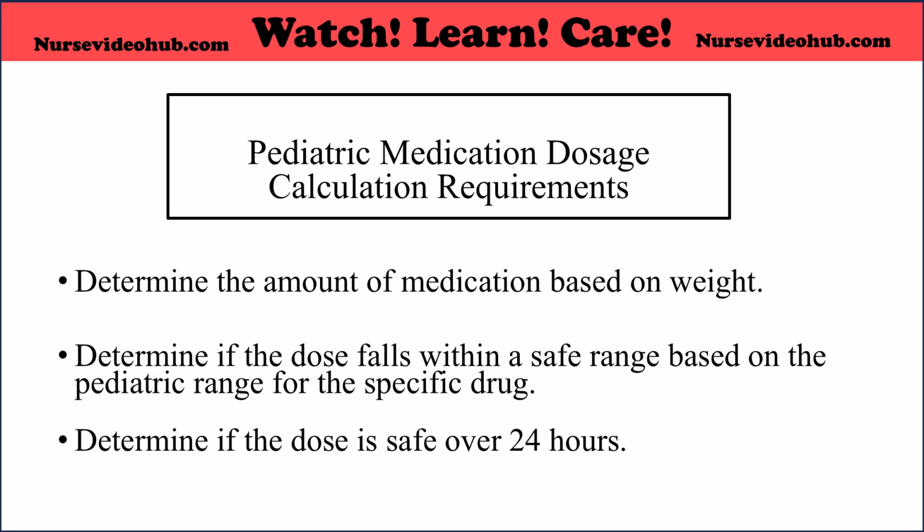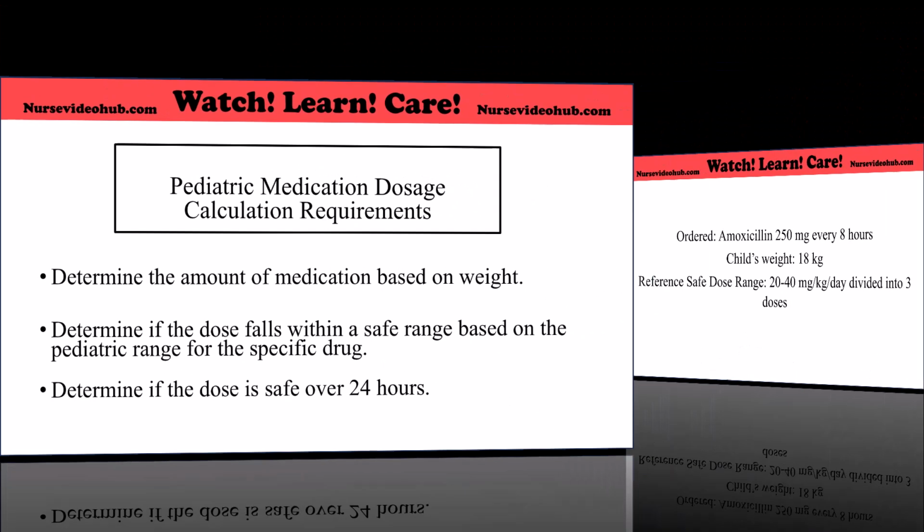Pediatric dosing requires 3 steps. First, calculate the dose based on weight. Second, check if it falls within the safe range. And third, confirm the total daily dose is also safe.